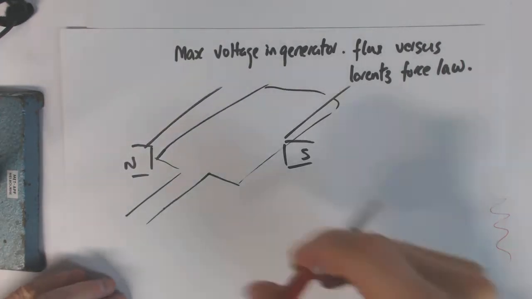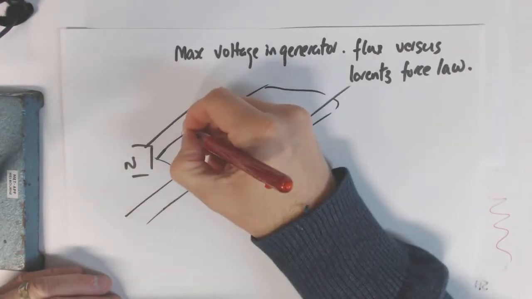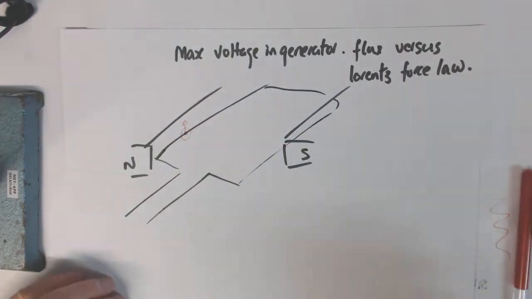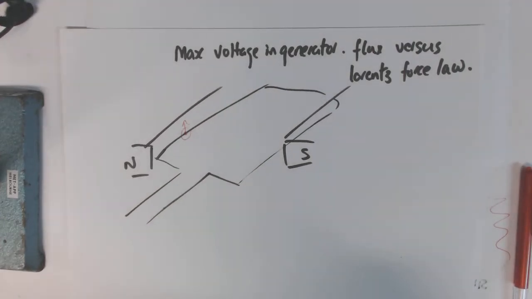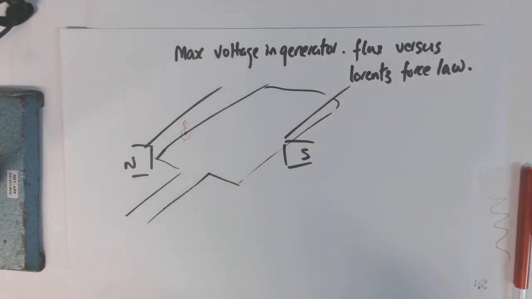If we think about the electrons in here, then their velocity perpendicular to the field is maximum in this position. So we would absolutely expect there to be the maximum force on them from the Lorentz force law, and thus to get the maximum voltage.